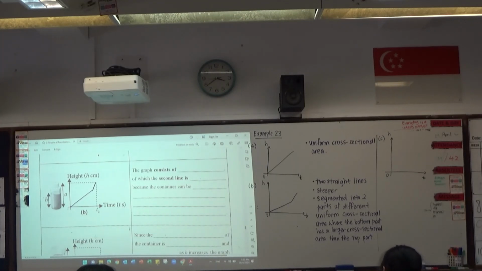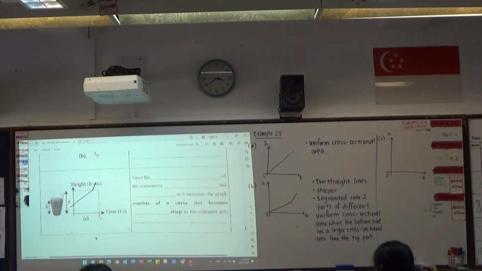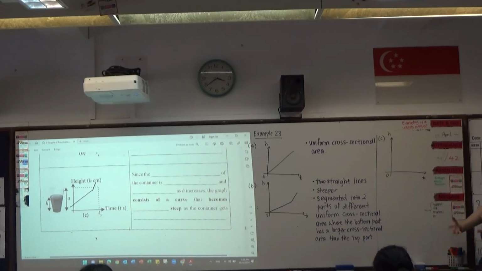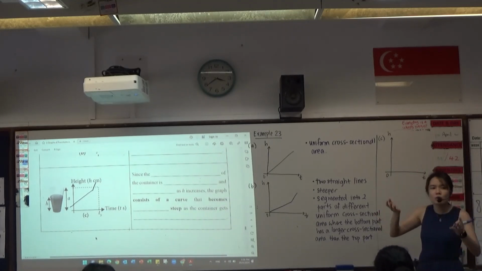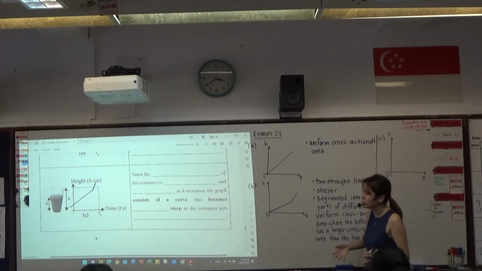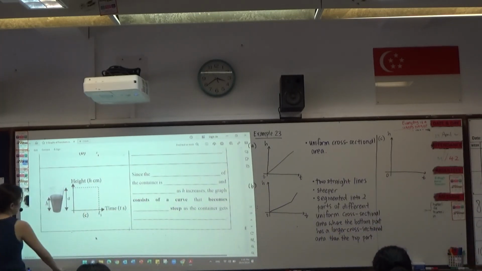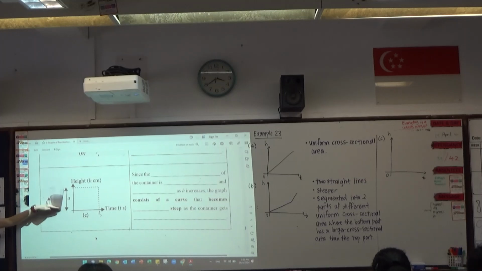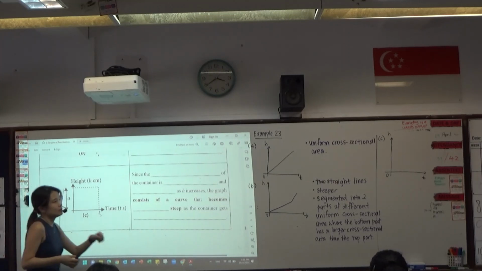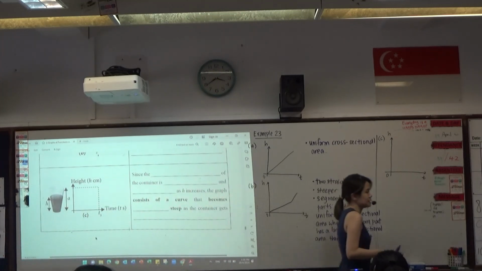Okay, move on. We look at the third one. The third one is kind of like a truncated cone, a vase kind of thing. So what do you expect this is going to look like? In this case, it is not segmented into two distinct parts. The cross section is not all the same as well. There isn't a uniform cross-sectional area. So what can we see? What do you think we can expect out of this?